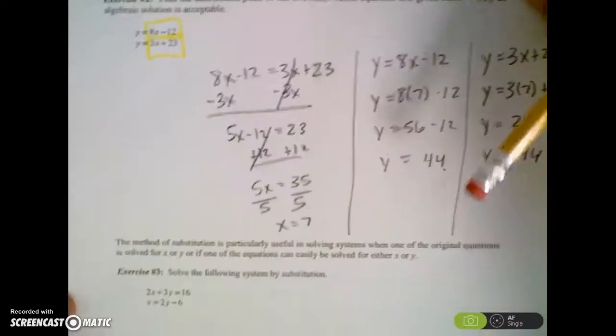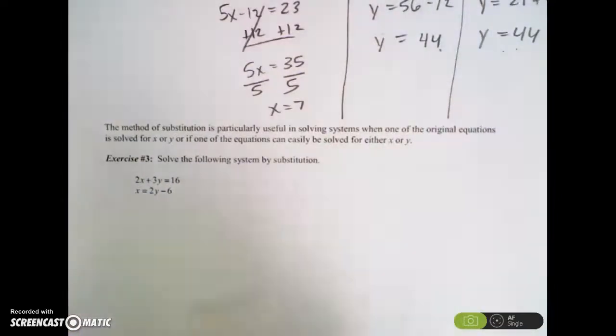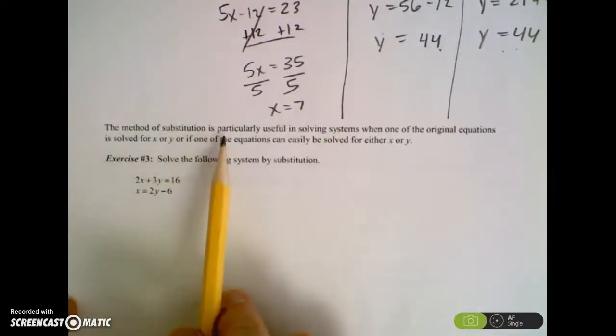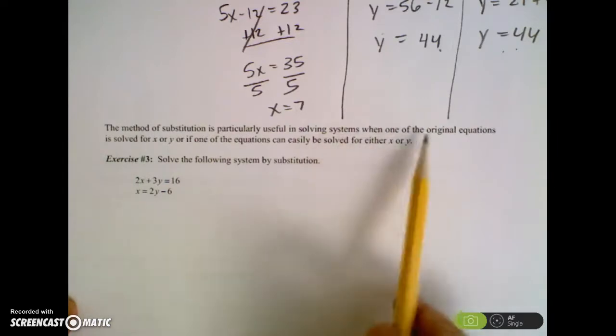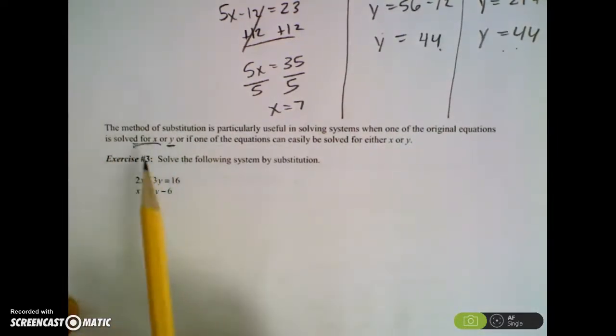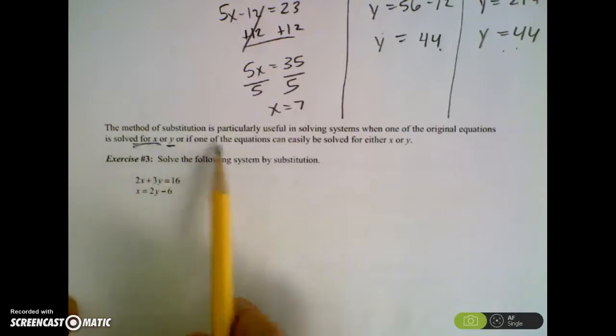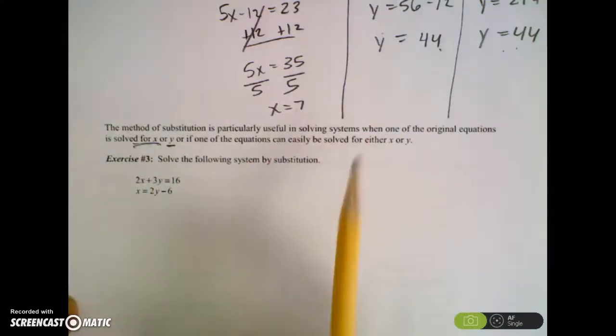Some other types of problems you'll see using substitution look like this. It says the method of substitution is particularly useful in solving systems when one of the original equations is solved for x or solved for y. So what that means is that one of the equations has x equal to something or y equal to something. And then you can just easily plug that into the other equation.